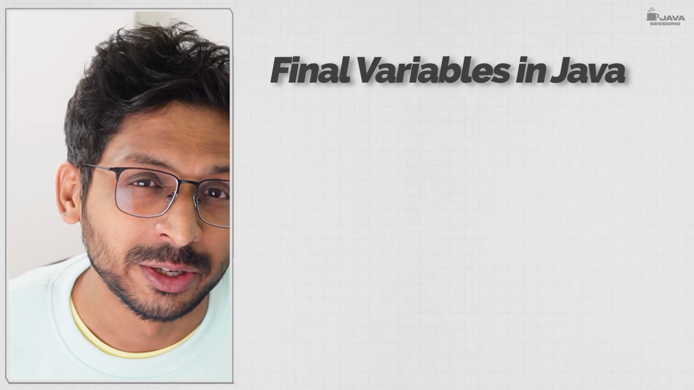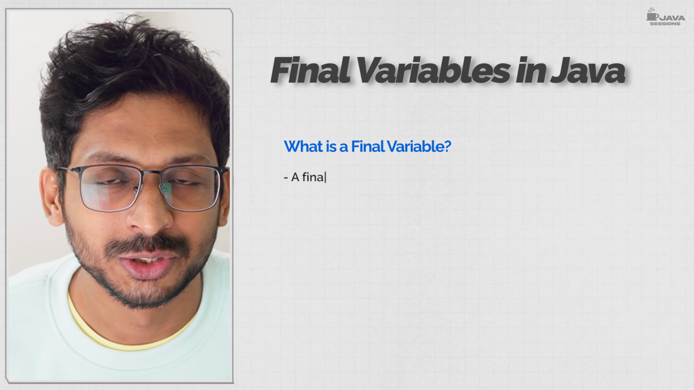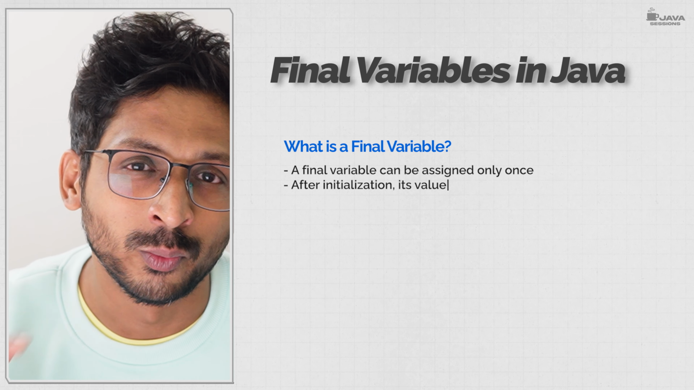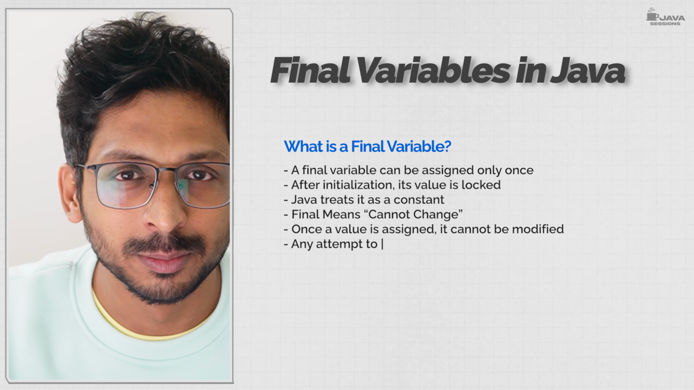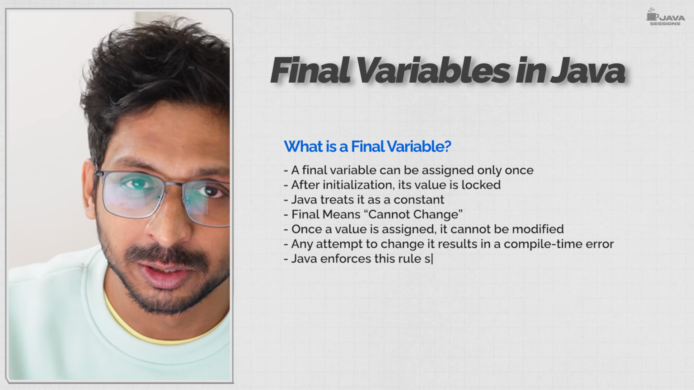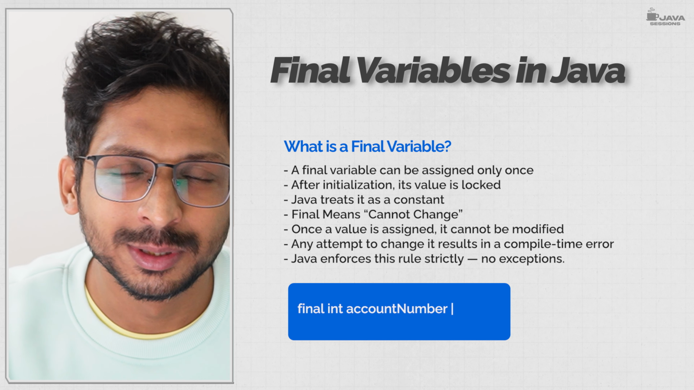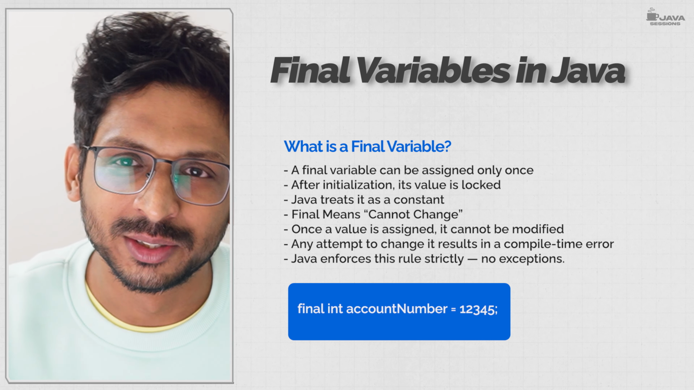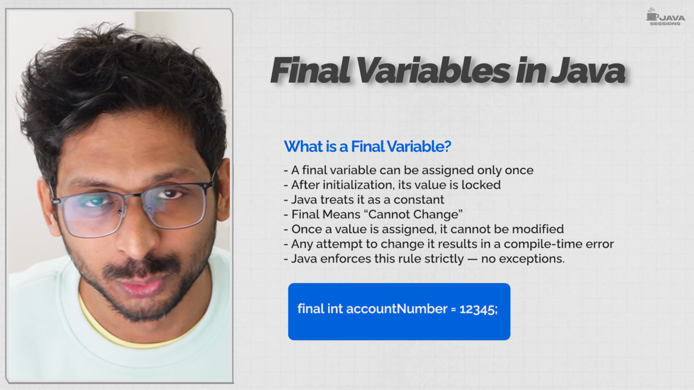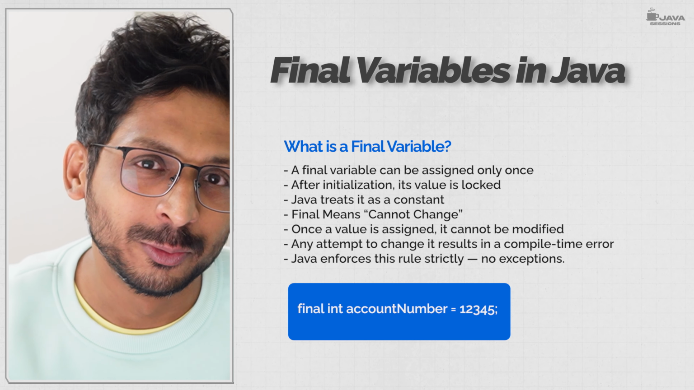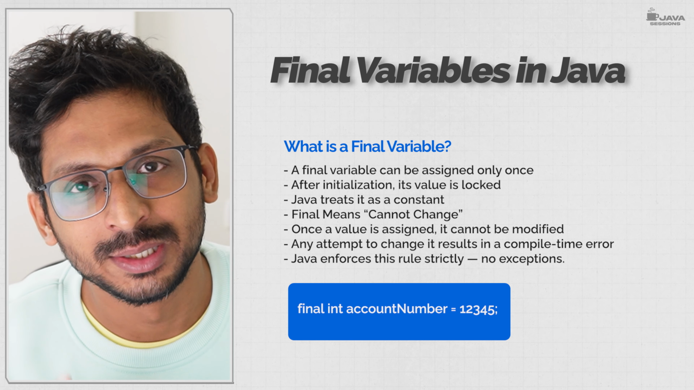Let's quickly talk about final variables. This is a Java feature which is going to help you protect the values of a variable. Let's say you don't want a value of variable to change. You can use a final variable for it. Think of final variable as a sealed box. So once you put a value inside it, that box is sealed and you cannot change that value. Trying to change the value of a final variable is going to give you a compile time error.